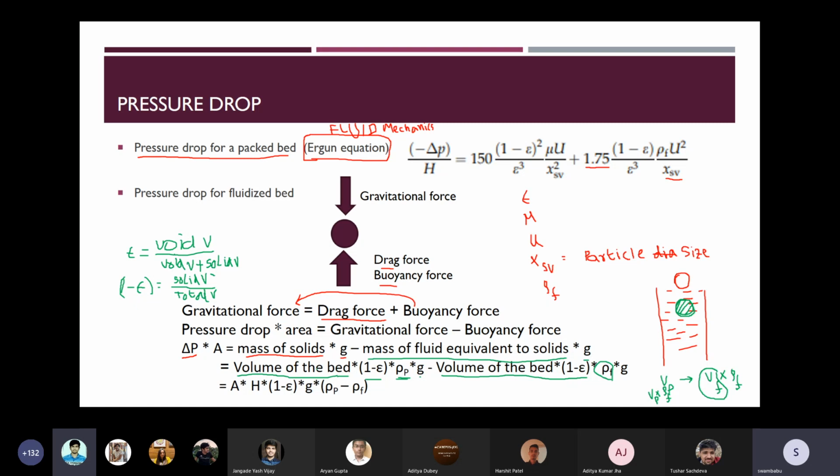Sir, I had a doubt. Volume of bed into 1 minus epsilon and g remain the same. The volume of bed can be estimated as area of the bed into height of the bed. Whether it is rectangular or cylindrical cross section, we get area into height as the volume of bed, and you get this expression. Taking 1 minus epsilon into g, and this is common, I have taken rho P minus rho F.